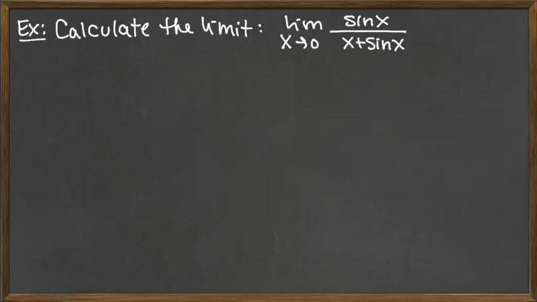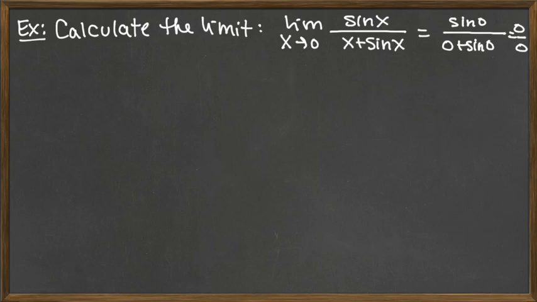For this example, we calculate the limit as x goes to 0 of sine of x over x plus sine of x. And so with trig functions, we have a sine of 0 being 0. And we've got 0 plus sine of 0 on the bottom. So we do have a 0 over 0 situation here.